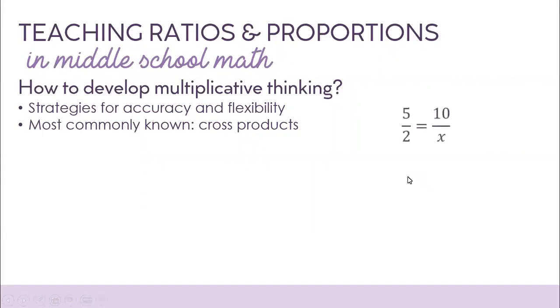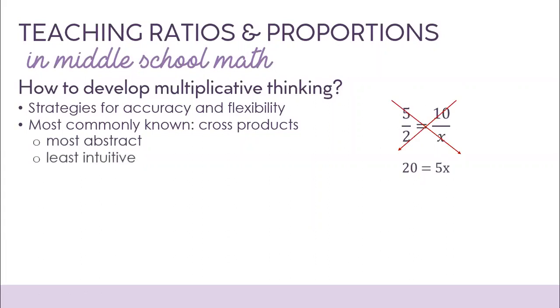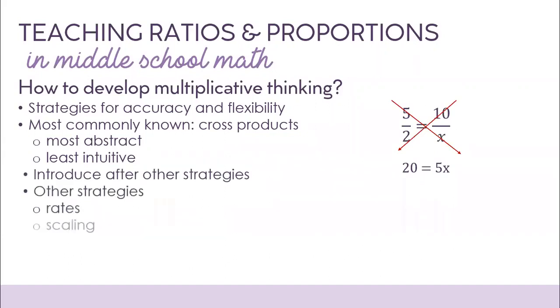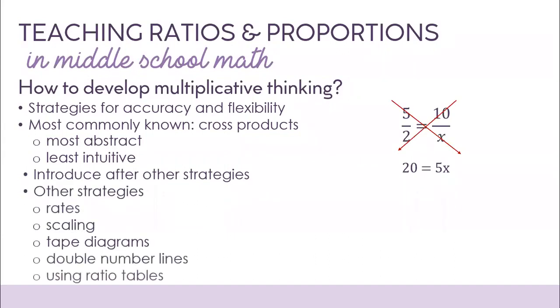According to the authors, this is something that should be introduced after other strategies because it is the most abstract and the least intuitive. So I probably have this organized a little incorrectly because I was going quickly here. So this is a common method, but it's not going to help them as much with their multiplicative thinking. That should be introduced after things like rates, finding rates, scaling, tape diagrams, double number lines, and using ratio tables.